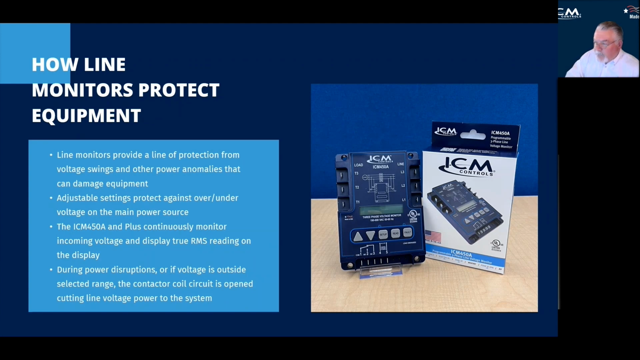The settings are adjustable, so you set your parameters for over/under voltage, and as long as the incoming power is within that range, it will allow the equipment to start. Otherwise, it interrupts the contact or coil circuit to take line voltage power offline. It continuously monitors the incoming line voltage with true RMS, an improvement made on these recently. True RMS voltage is just like hooking up a meter to the equipment. It's accurate, doesn't have to be calibrated, it's all factory calibrated and highly accurate.